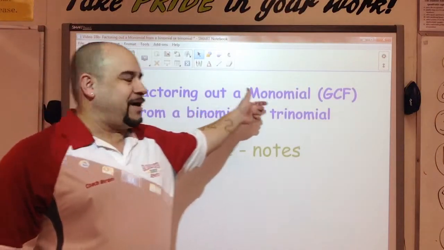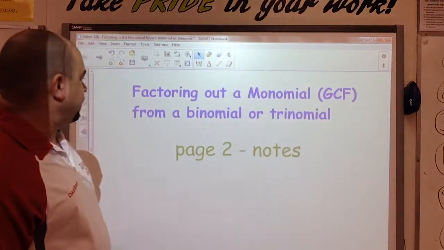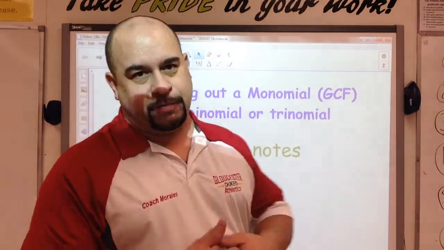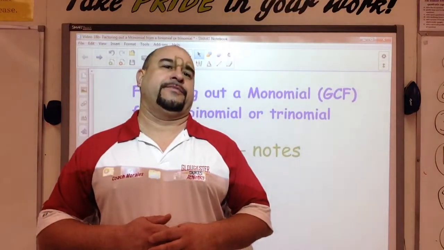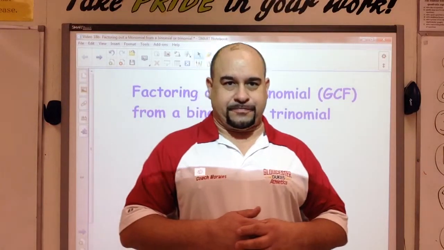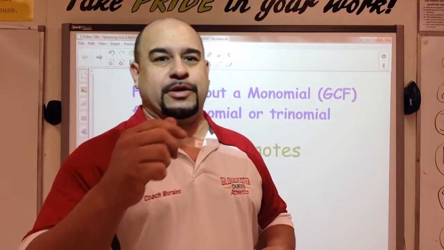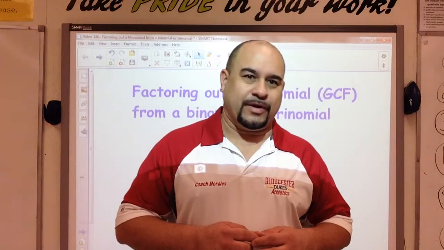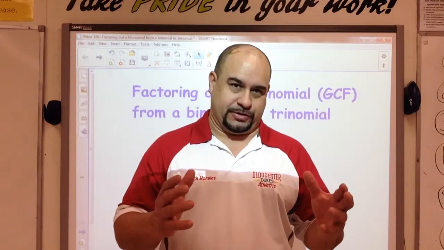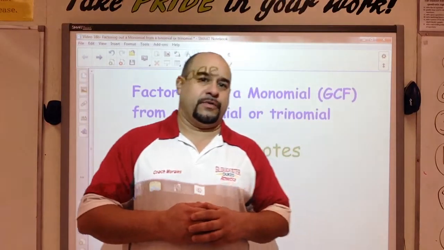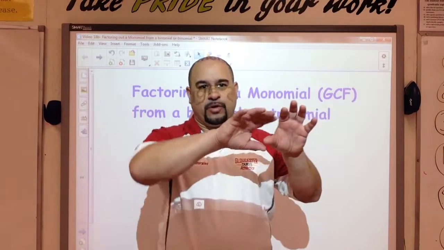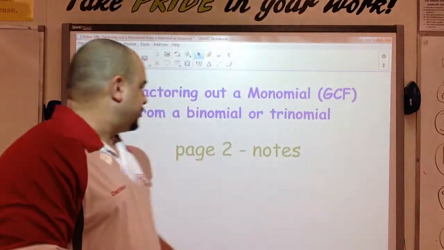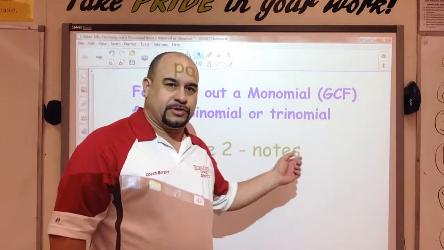Today we're going to be factoring out a monomial from a binomial or trinomial. So the last objective, we factored out a greatest common factor. This unit, not only are we going to take out the greatest common factor, but we're also going to deal with what I call the leftovers. And so, not only are we going to take out the GCF, but we're also going to write the leftovers. Okay? So we're going to be on page 2 of the notes.